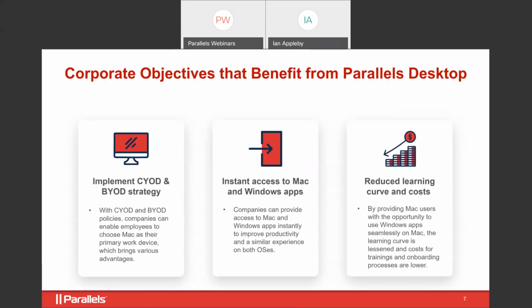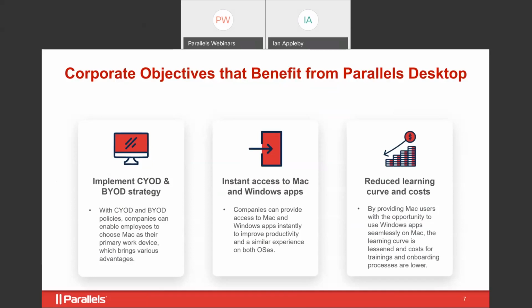So we come in here, and there are corporate objectives, things that businesses are trying to do that we can help, and that's where Parallels really comes into its own. So firstly, choose your own and bring your own device strategies. Now, I've talked about those a little bit. Employees are choosing Mac, bringing Mac into the workplace, and because the workplace needs Windows and Windows applications, then Parallels can help run both operating systems on the same device.